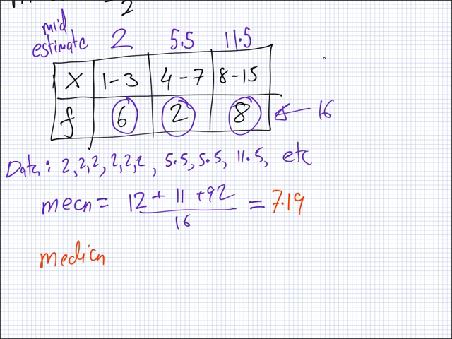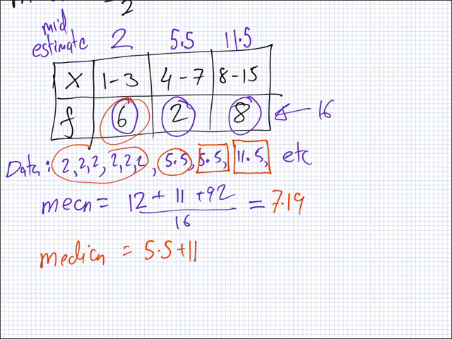Now, in this list, what will be the 8th and the 9th number? Well, let's count. 6 of them are here. So this is 7, and this is the 8. So what did I say? We need the 8th and 9th, isn't it? So that's 5.5 and 11.5. Add them and divide by 2. 8.5. Why didn't you add the 5.5 and 5.5?